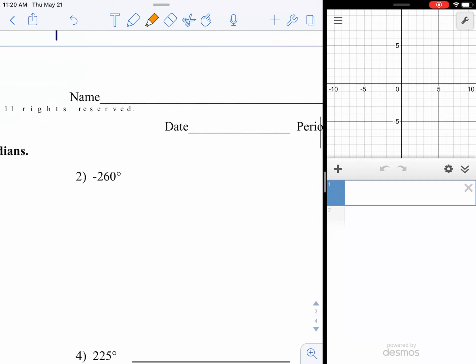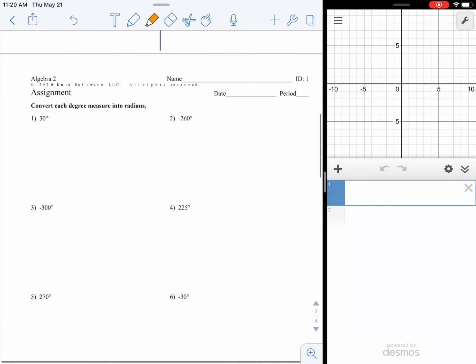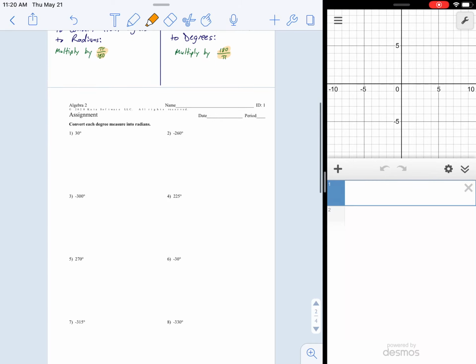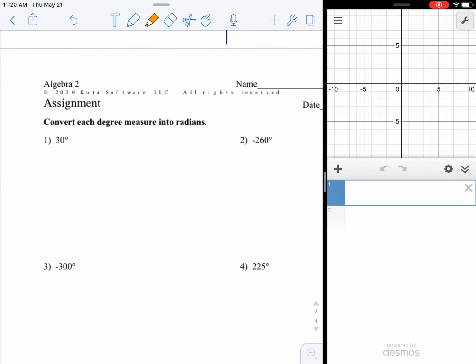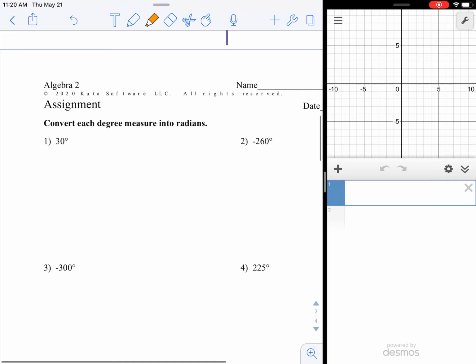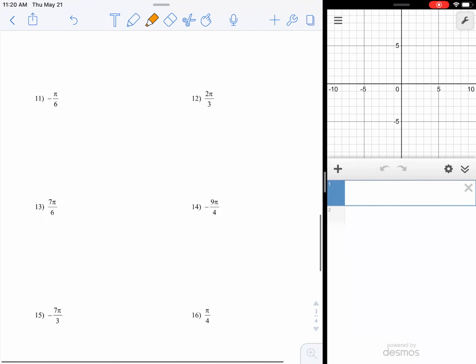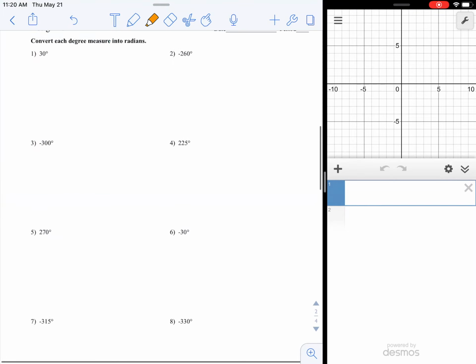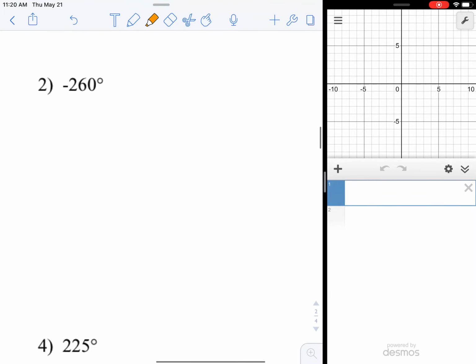So the first page of the assignment is 8 problems. You'll only do the odds, so 4 problems of converting degree measure into radians. And then the second page, same number of problems, convert radian measure to degrees. So let's do this. Convert negative 260 into radians.